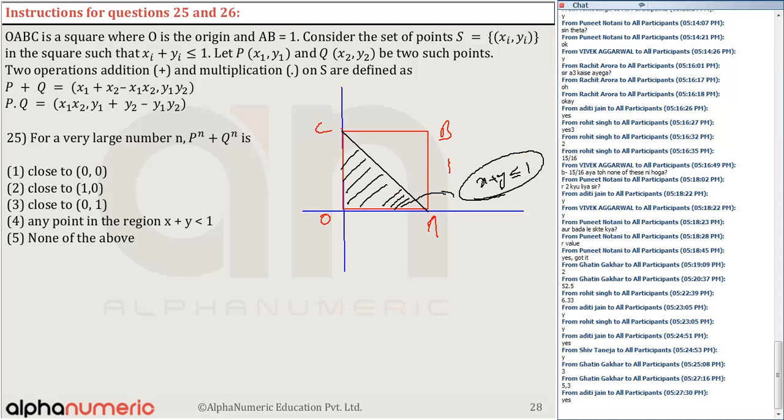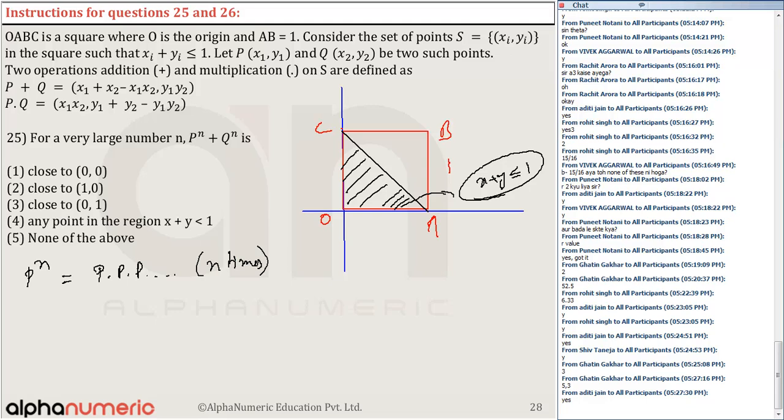P raised to power n की वैल्यू क्या होगी? P raised to power n is equal to P into P into P, n times. ठीक है ना? So let's see here. Remember one thing. Both the values are less than 1. ठीक है ना? Both the values are less than 1.